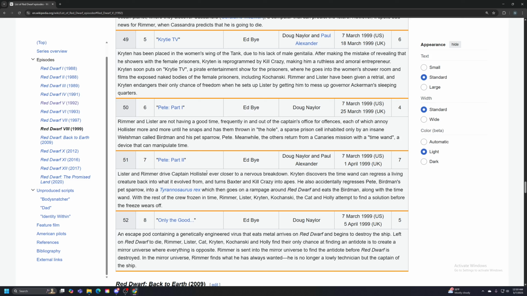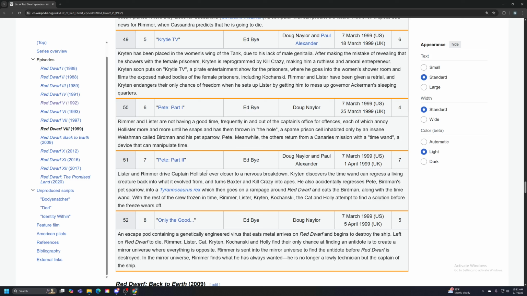Episode 6. Part 1. Rimmer and Lister are not having a good time, frequently in and out of the Captain's office for offenses, each of which annoy Hollister more and more until he snaps and has them thrown in the hole, a sparse prison cell inhabited only by an insane Welshman called Birdman and his pet sparrow Pete. Meanwhile, the others return from a Canaries mission with the Time Wand, a device that can manipulate time.